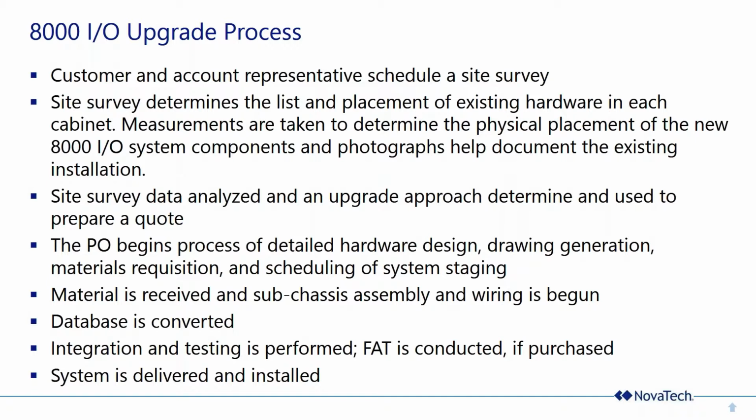When we receive your purchase order, that's when we start actually doing the detailed hardware design, designing any plates or anything else that's necessary. We generate the drawings, we requisition the material, we get things fabricated, and we start scheduling the project. As material is received, we start building it up in the factory. We add the components to the assemblies, we wire as much as possible, we get shipping containers designed or sometimes custom foam so we can ship these things all ready.